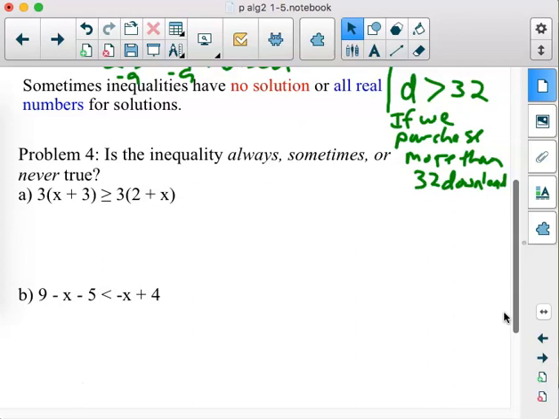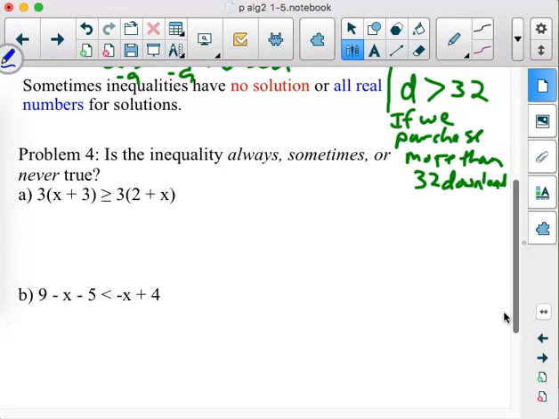Well, how does that happen? When goofy, hinky stuff happens. So you're solving a problem, you're like, I've got this, and then all of a sudden something disappears. Uh-oh. Doesn't mean you're wrong, just means something weird's going on. So this says always, sometimes, or never true.